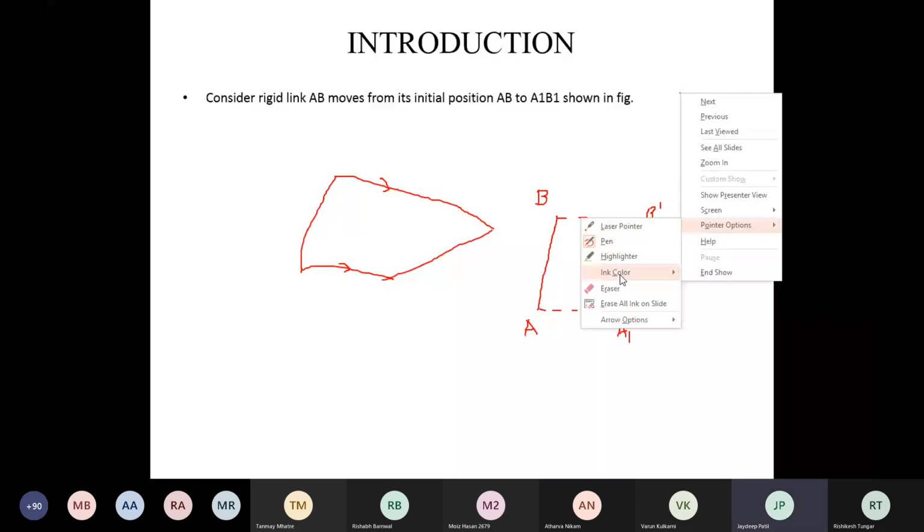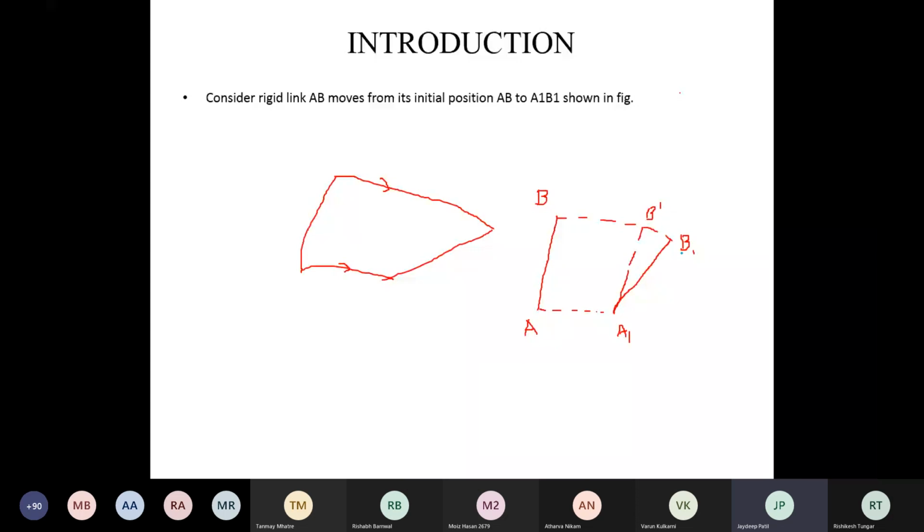Find out the instantaneous center of rotation of the given link. Suppose you have to consider that AB moves from A1 to B1. You have to join A to B1 and A to A1.